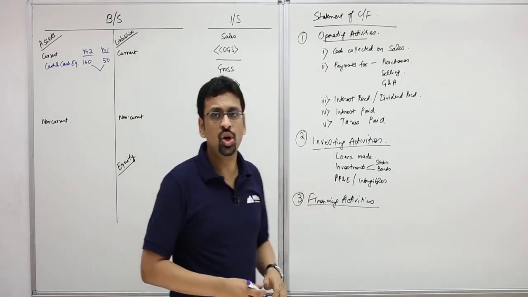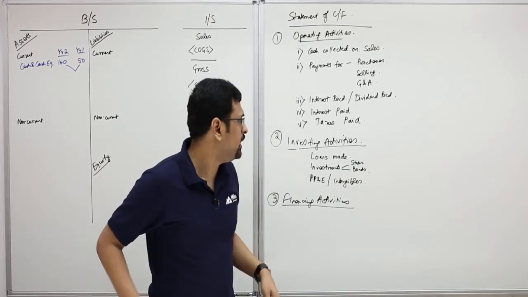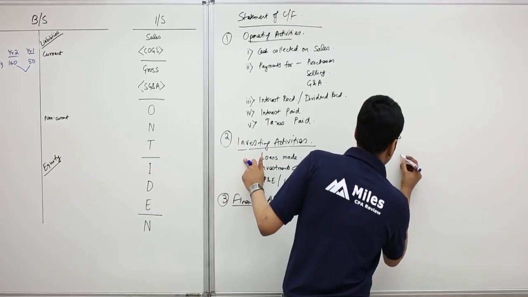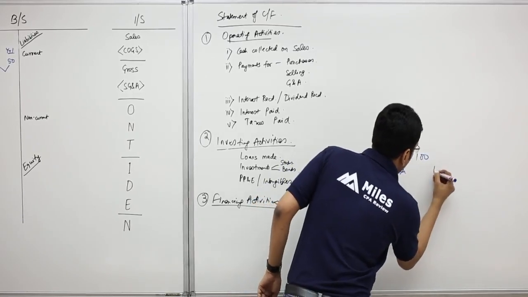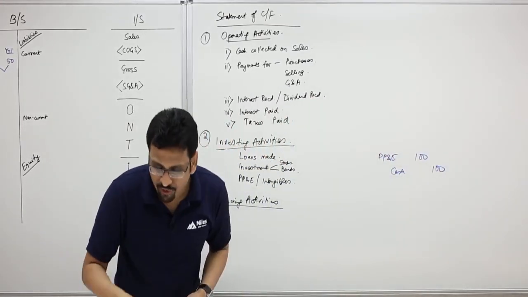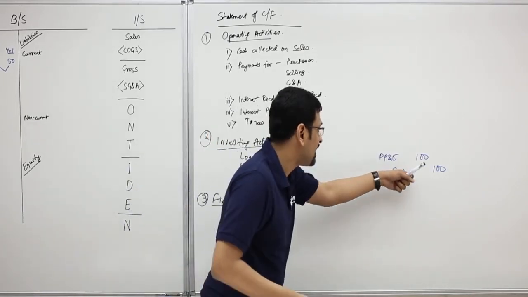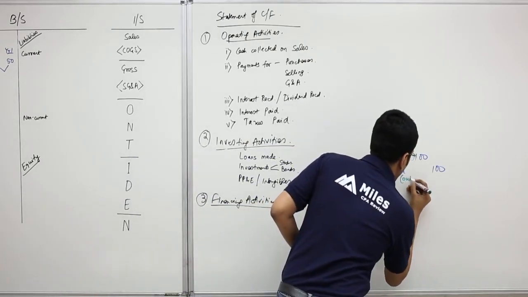So let me show you the journal entries. Let's say you went out and bought PP&E worth $100,000. So you had PP&E debit 100 and cash went out 100. So is this cash inflow or cash outflow? Guys, cash has gone out. This is a cash outflow from investing activities.